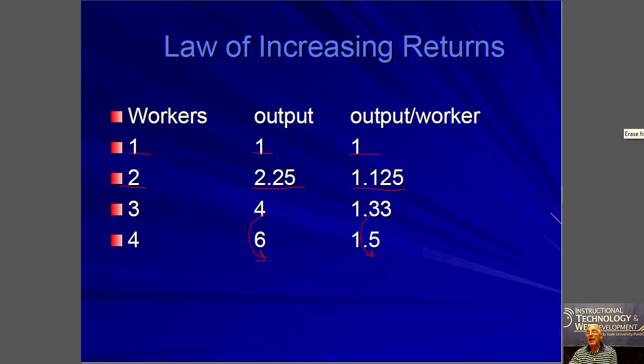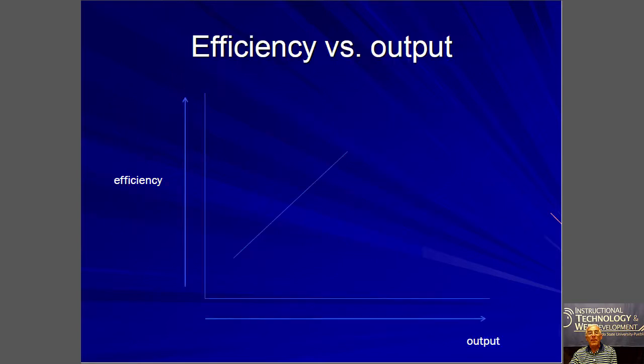Meanwhile, what's happening to output per worker? Goes up from 1.1 to 1.3, 1.3 to 1.5. This is all great news for Henry Ford. This is the concept of the assembly line. Not only are you getting more output, but your output per worker is getting better. Your efficiency is getting better as you're increasing output.